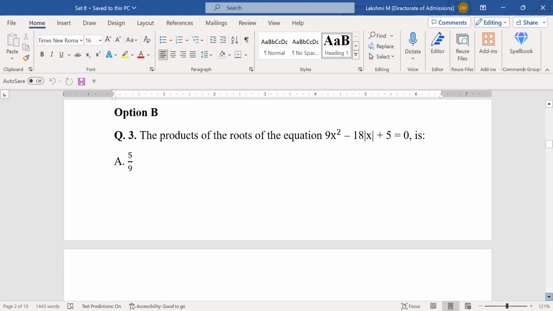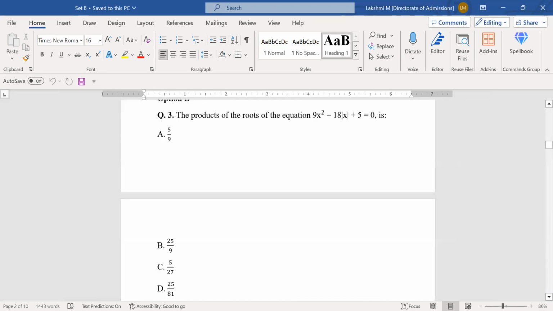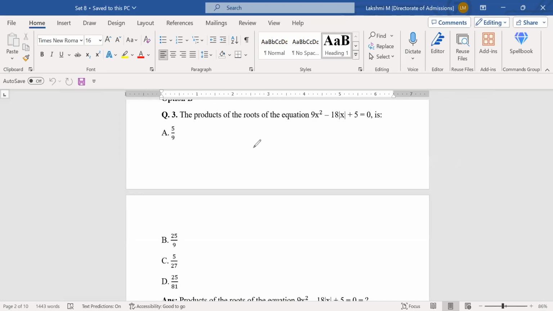Okay. Now coming to the next question, this is a very simple question. The product of the roots of the equation 9x square minus 18 mod x plus 5 equal to 0 is it 5 by 9, 25 by 9, 5 by 27, 25 by 81.